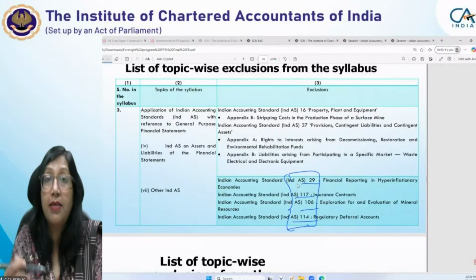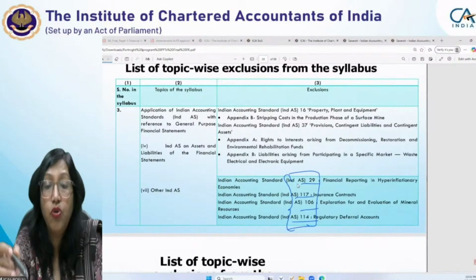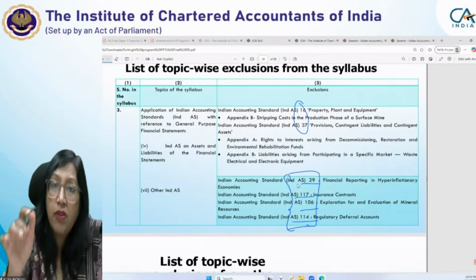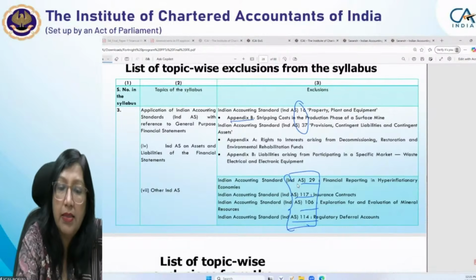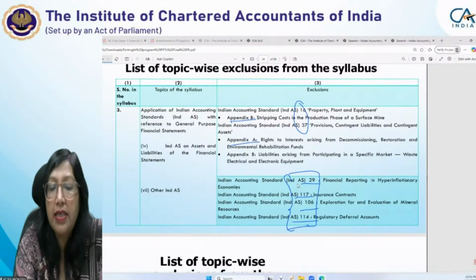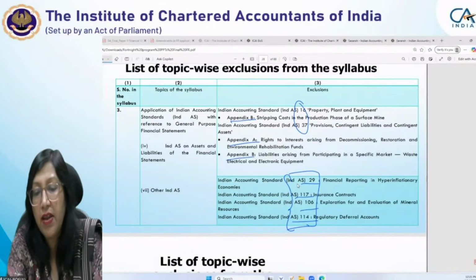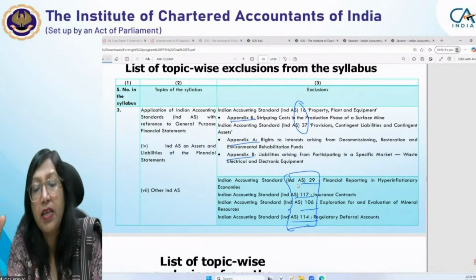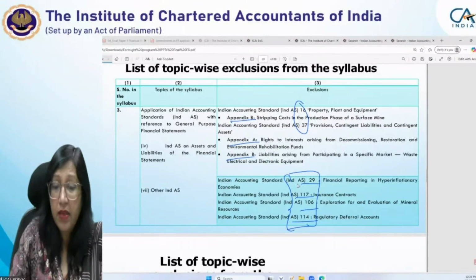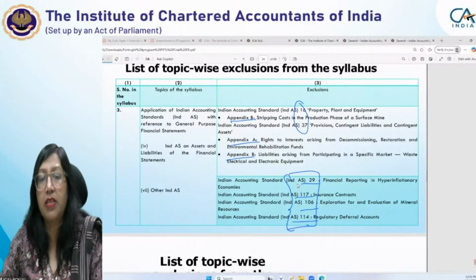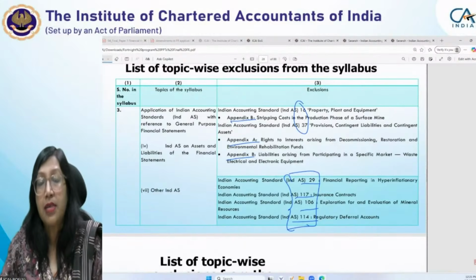But there are certain standards which are applicable to you, within which certain appendices are not applicable. Appendix A and Appendix B of Ind AS 37, and Appendix B of Ind AS 16 are not applicable to you. So within the standard, certain subtopics are excluded. That is given through the study guidelines.